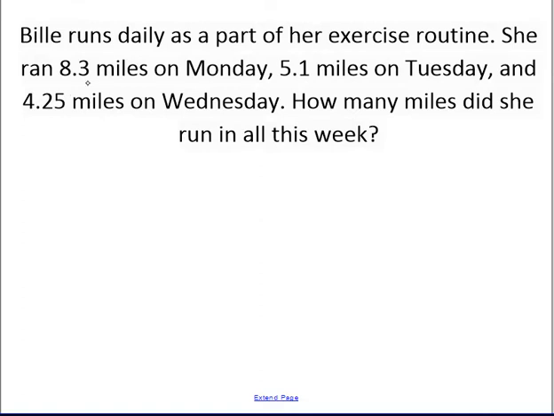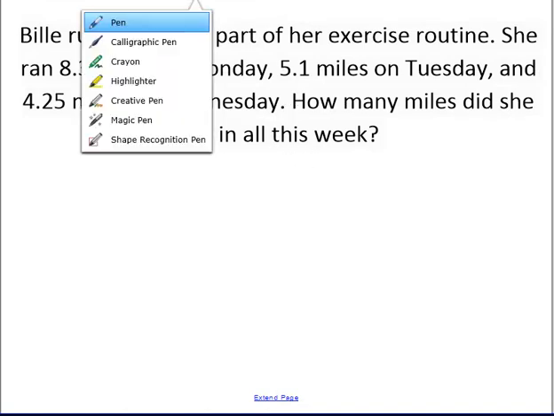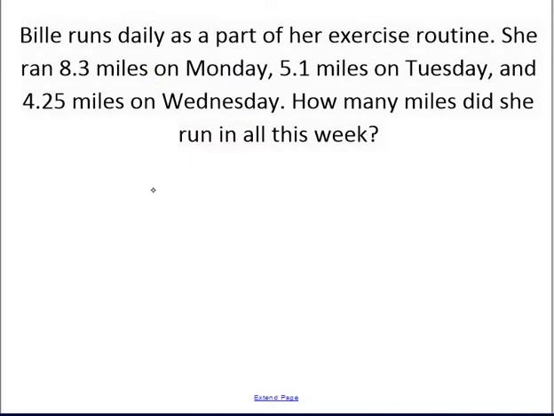So Billy runs daily as part of her exercise routine. She ran 8.3 miles on Monday, 5.1 miles on Tuesday, and 4.25 miles on Wednesday. How many miles did she run in all this week? So I read the word problem. Now I need to highlight the question. The question is, how many miles did she run in all this week?